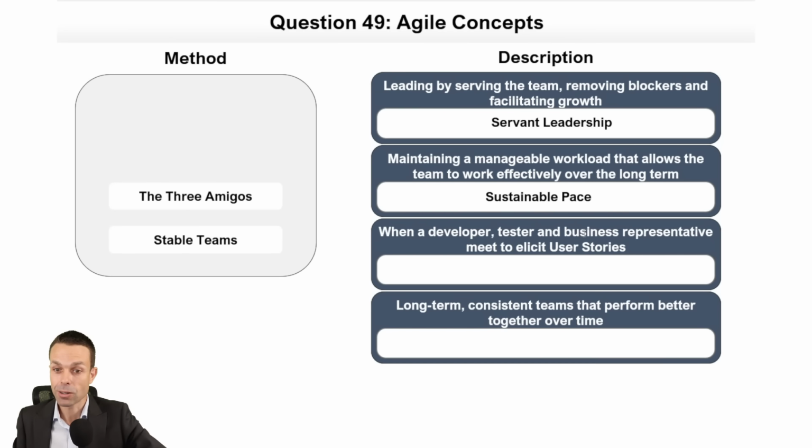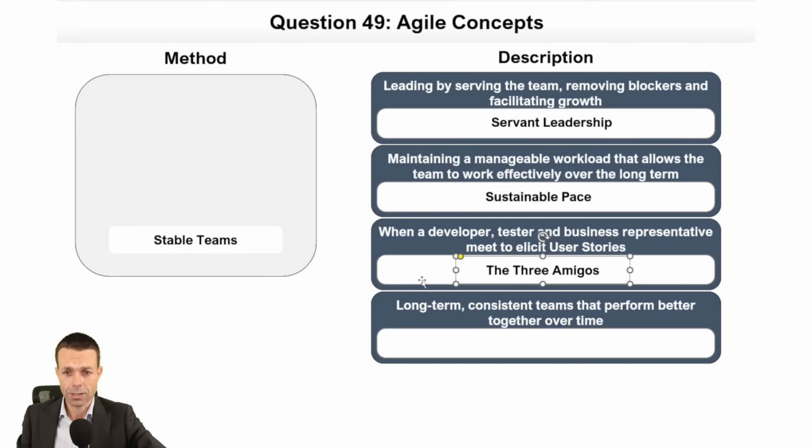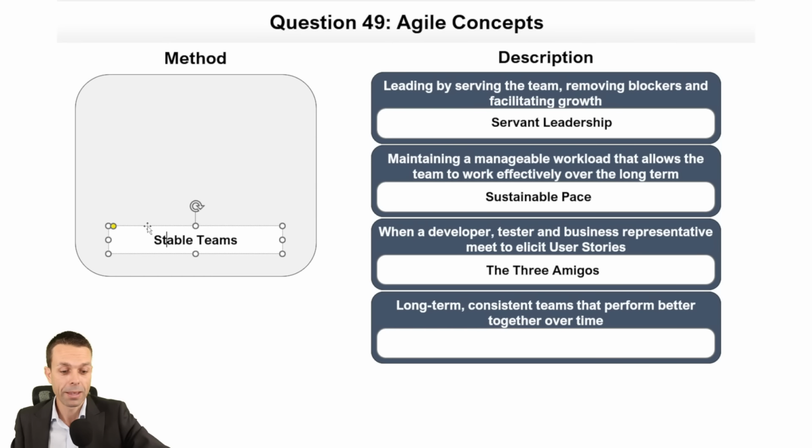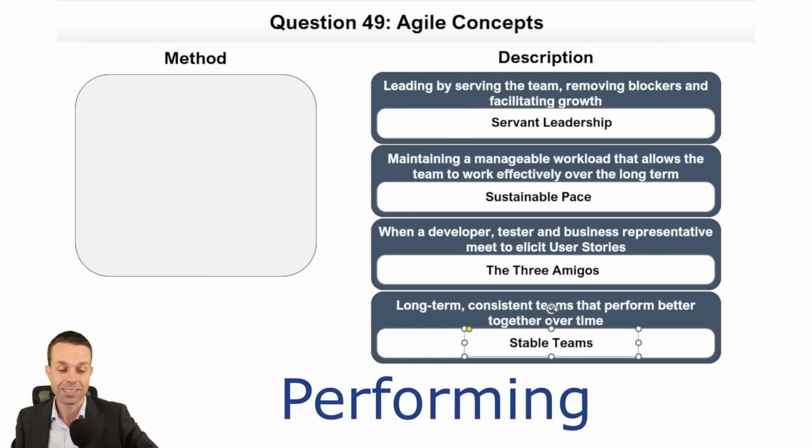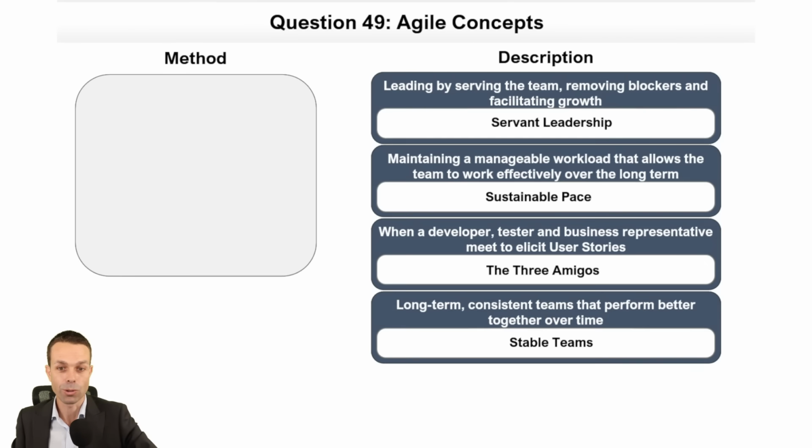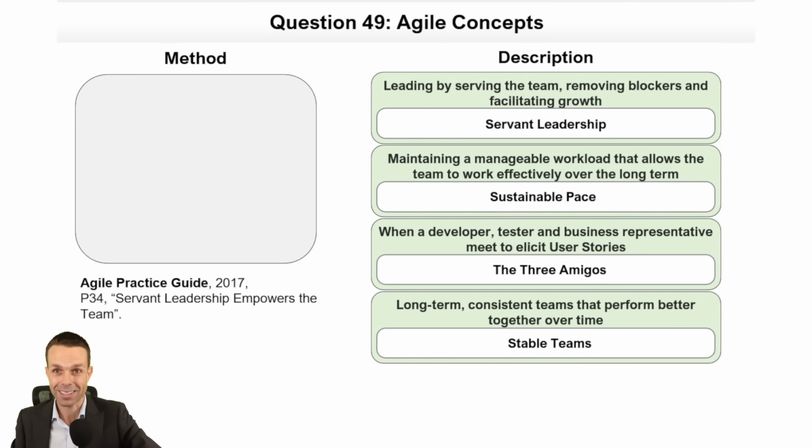When a developer, tester, or a business representative meet to elicit user stories, those are our three amigos, or the triad of those, the developer, tester, and customer, we might call them too. Stable, long-term, consistent teams that perform better over time are stable teams. And those are the teams we want so they can grow that intellectual property and information about the system. And then we get into that performing stage for Tuckman's ladder, which is also really, really good. And that is correct. Wonderful stuff.